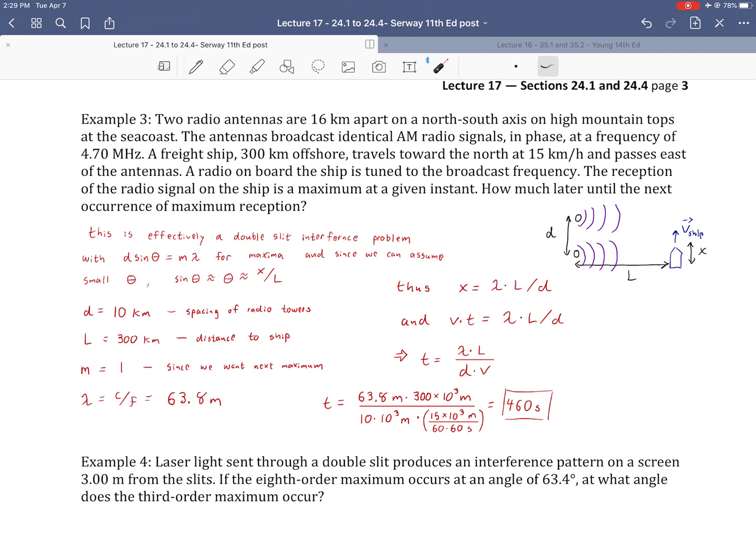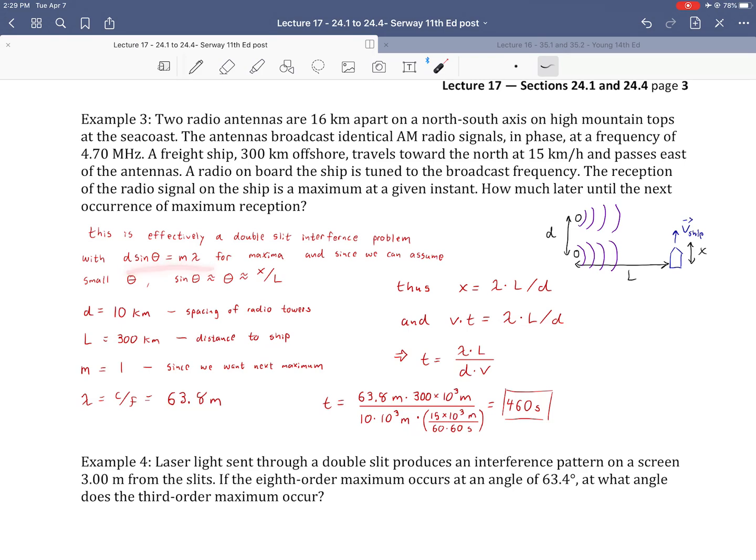Okay, so then continuing on, a radio on board the ship is tuned to the broadcast frequency, the one from those towers, and the reception of the radio signal on the ship is at a maximum at a given instant. How much later until the next occurrence of maximum reception? That's it. A bright spot in terms of radio signals is a maximum reception point. That's where you get a nice clear signal, as opposed to a case where the radio waves would be canceling each other out and you get no signal at all.